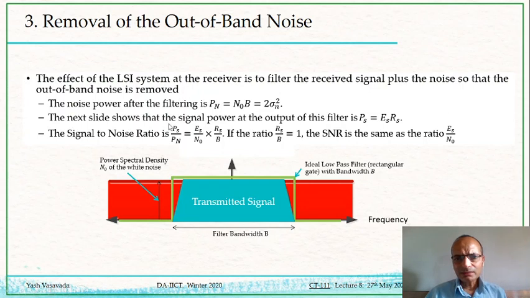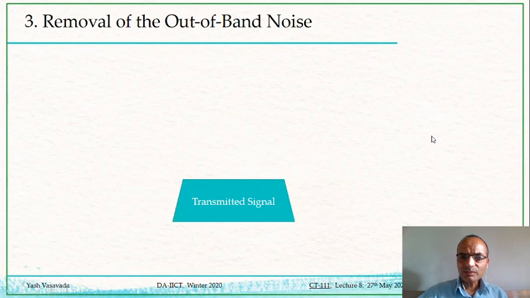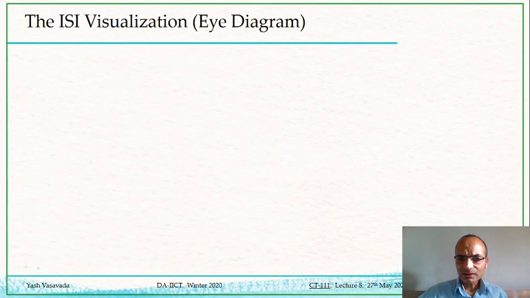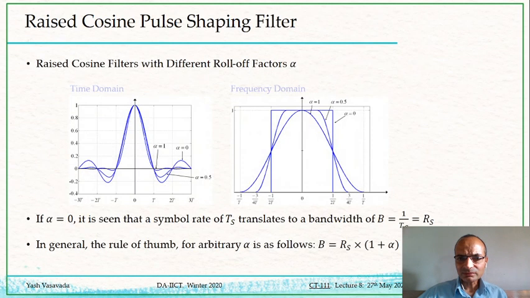And then from that we can say that the signal to noise ratio Ps over Pn is Es over N naught times Rs over B. And in case Rs over B is 1, then the SNR is the same as Es over N naught. When is Rs over B 1? That we have seen over here. If alpha is equal to 0, which is this case, then Rs over B is 1. Otherwise, Rs over B is 1 over 1 plus alpha.